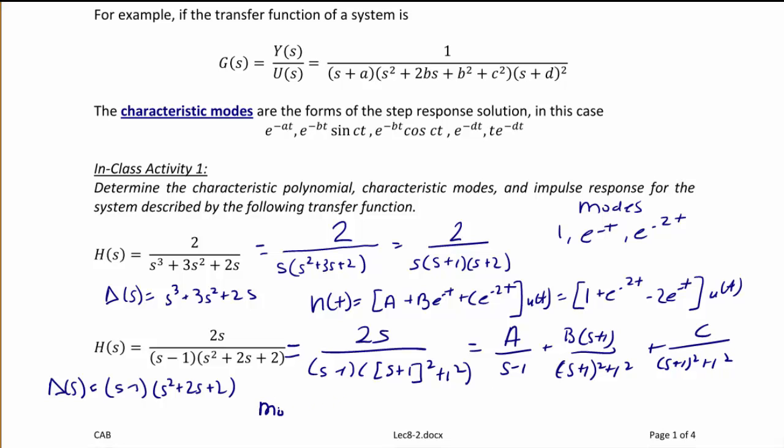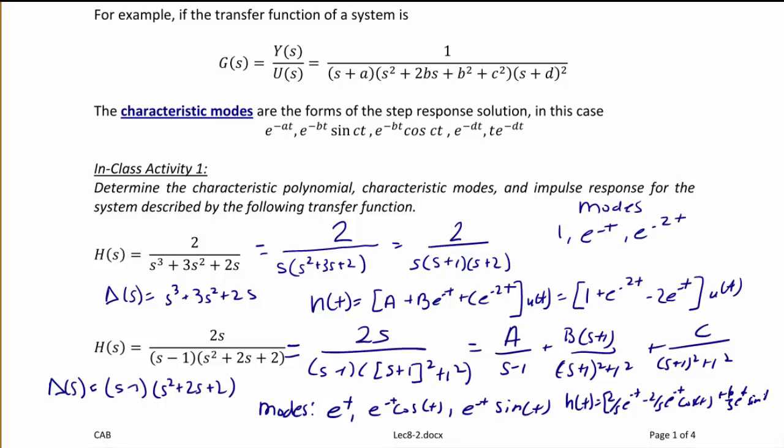So from here, we can see that the characteristic modes are e to the t, e to the minus t cosine of t, and e to the minus t sine of t. And finally, the impulse response, h of t, would be equal to 2/5 e to the t minus 2/5 e to the minus t cosine of t plus 6/5 e to the minus t sine t, and then you multiply the whole thing by u of t.